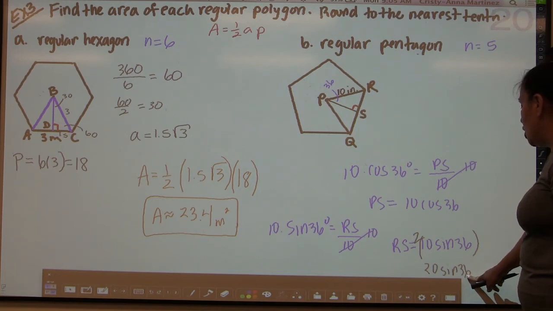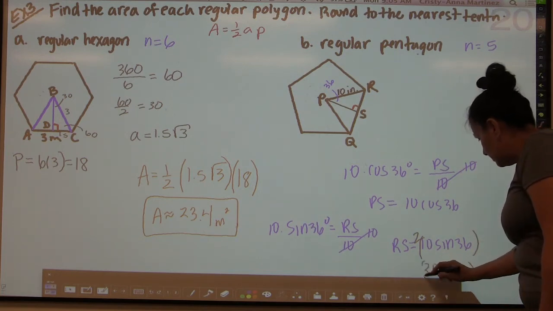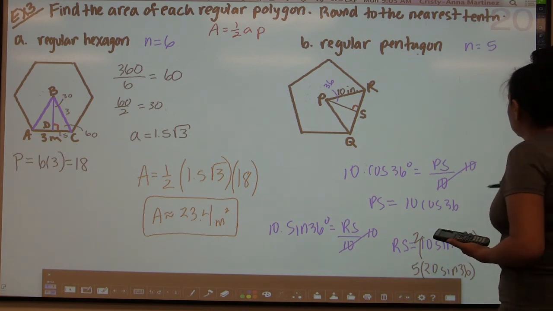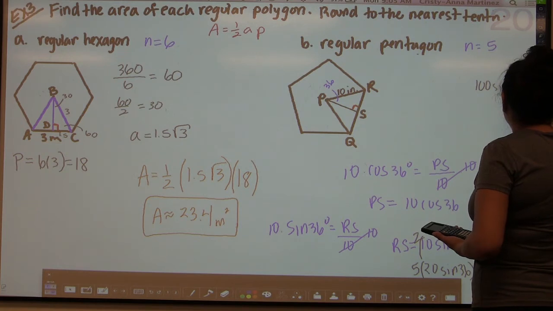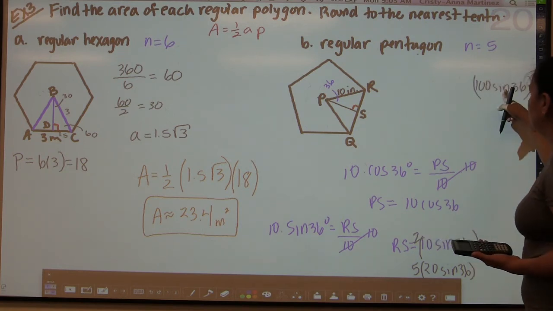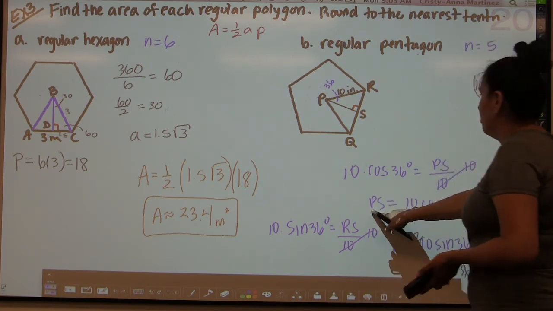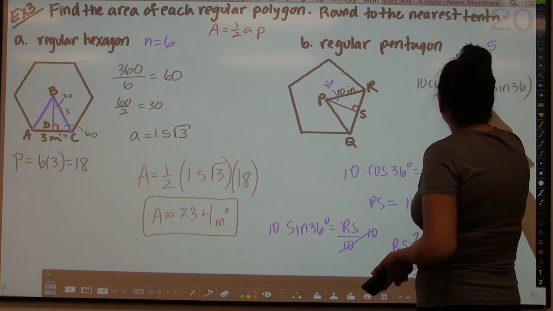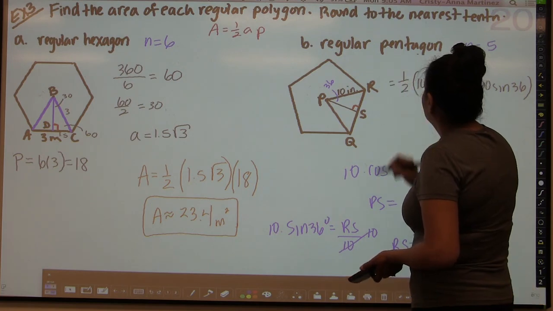But to get the perimeter, you have to take the side length and times it by 5. So 5 times 20 is now going to give us 100 sine 36. So we're going to have 100 sine 36 as our perimeter. That's the P part. The apothem is right here, PS, 10 cosine 36. And then the 1/2 is right here for my area.